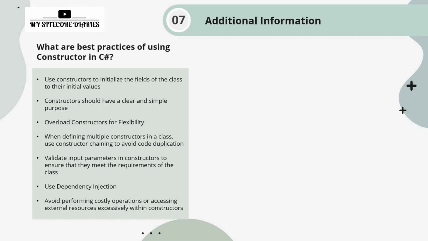Use dependency injection. So what is dependency injection? We have a detailed video for dependency injection. I will give the link on top. So you can use a constructor for dependency injection. And the last point is very important. Avoid performing costly operations or accessing external resources excessively within the constructor. So the first point where I said that you should use it for initializing the fields of the class, not for writing the logic. And if you are writing the logic, make sure that it is not a costly operation, because it will impact the performance of your application.